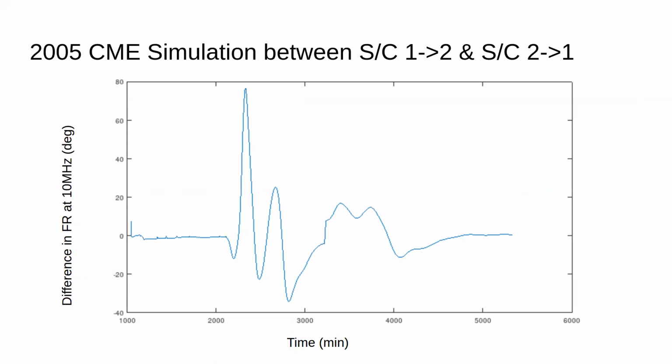So this shows kind of what happens in the simulation from Chip's model. If we compare between spacecraft 1 and 2 and 2 and 1, you can see the time in minutes. So this is a significant chunk of time, several hours. What happens is that you've got some observable changes in your Faraday rotation, differences in your Faraday rotation at low frequencies. So this shows 10 megahertz, but I'll explain why we're looking at 20 megahertz. Okay.